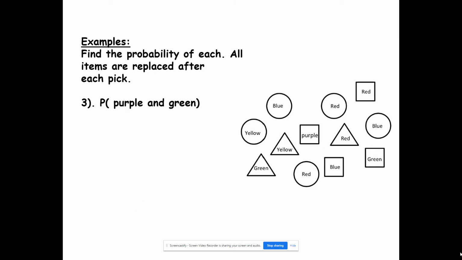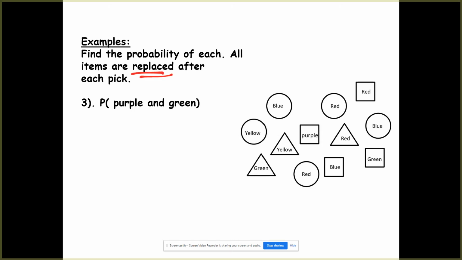All right, next one, probability of getting a purple and a green. Again, these are very important because they're being replaced. That means they're putting back each time. So probability of getting a purple. Well, how many desired outcomes of purple are there? Well, let's see. You got one purple. And that's it. One desired outcome of purple. And again, out of 12. And now let's figure out the green. How many desired outcomes of green are there? Well, let's see. We got one green, two green.